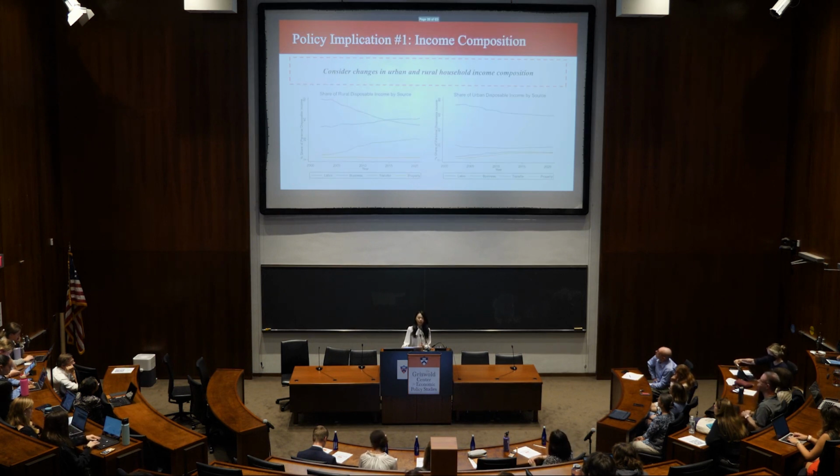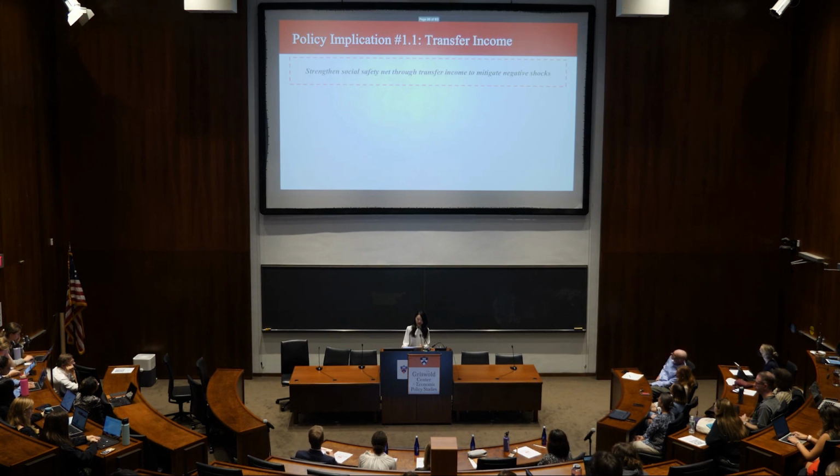There are a couple interesting policy implications we can draw here, especially in light of some recent trends in China's economy. One is that we see both urban and rural household income composition actually change over the past couple decades. And so this may affect how different sources of income would respond to monetary policy shocks in the future. And as a related point, strengthening the social safety net through transfer income may help reduce some of the negative effects on lower income groups.